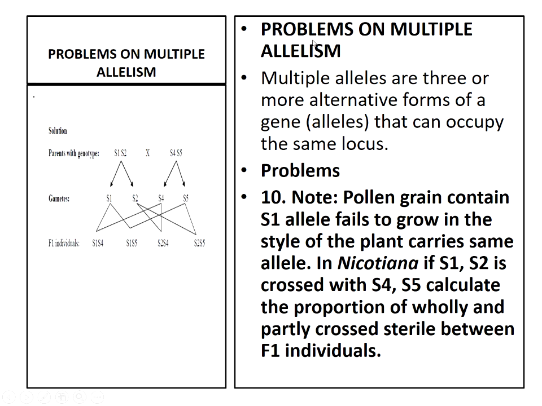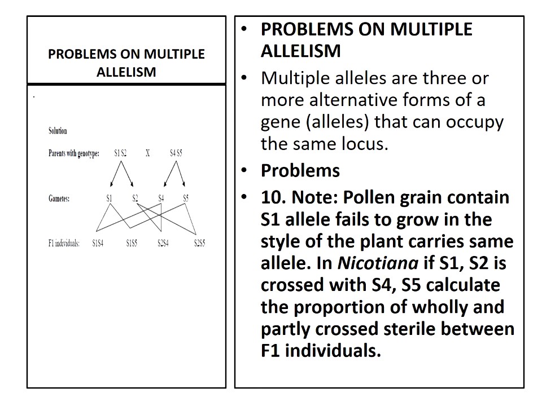So next are problems on multiple allelism. What is the meaning of multiple alleles? These are three or more alternative forms of a gene that can occupy the same locus. If the alternative forms of a gene occupy the same locus, then they are considered multiple alleles. In this topic, let us look at some of the problems.